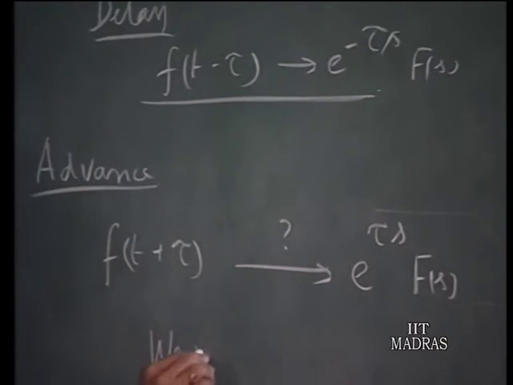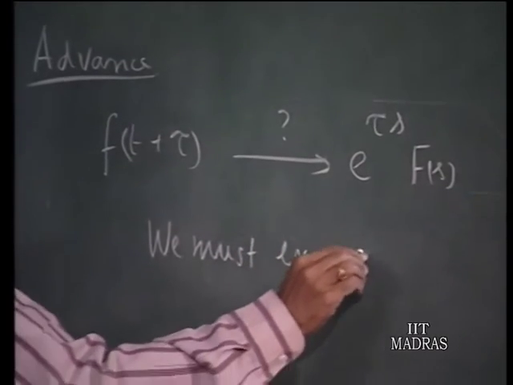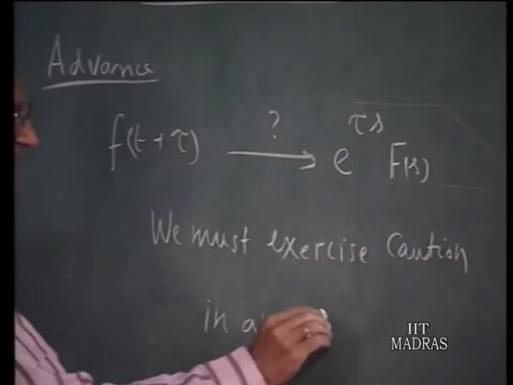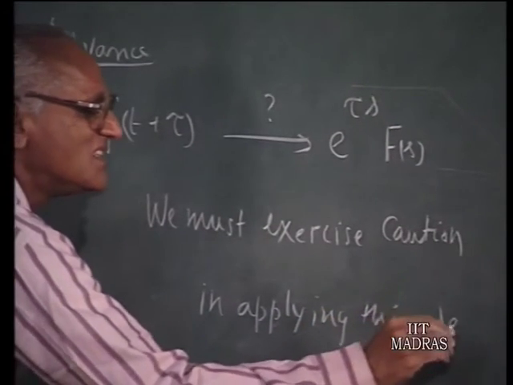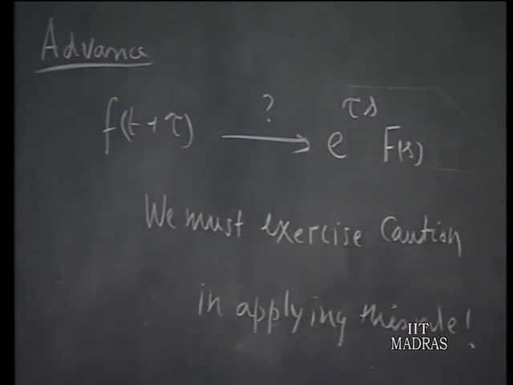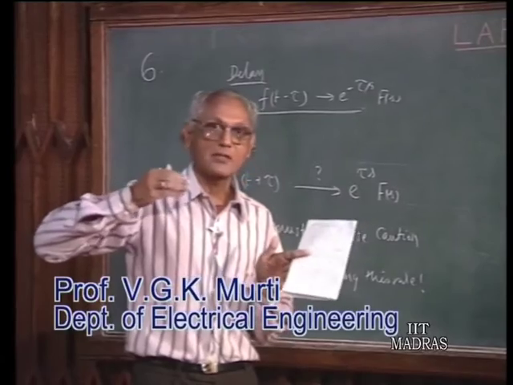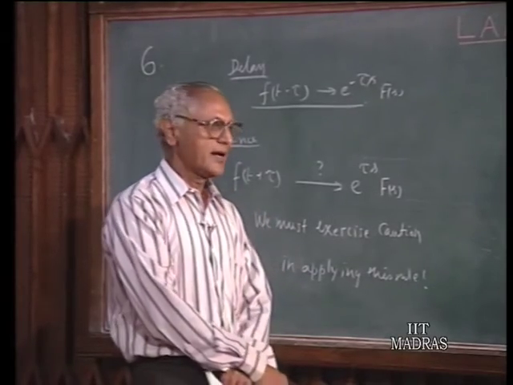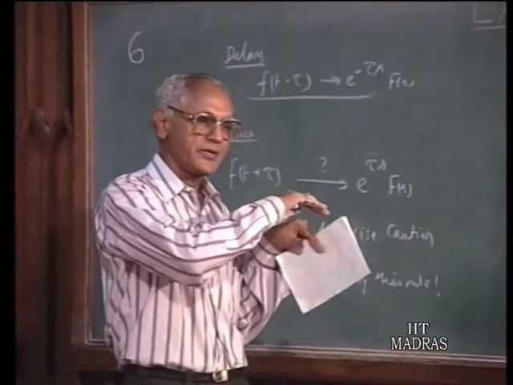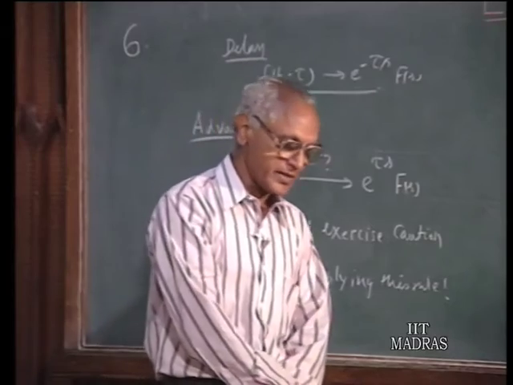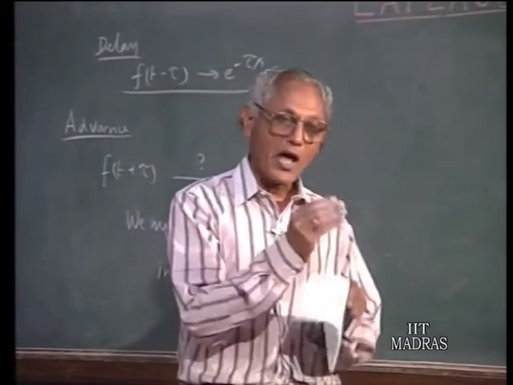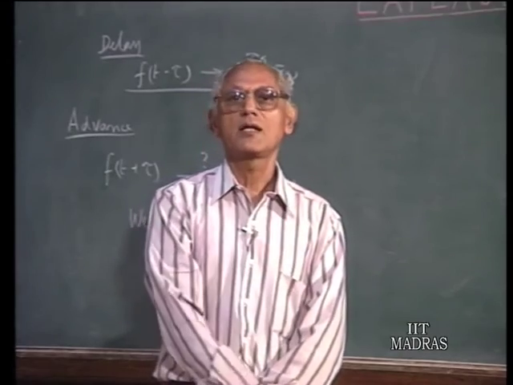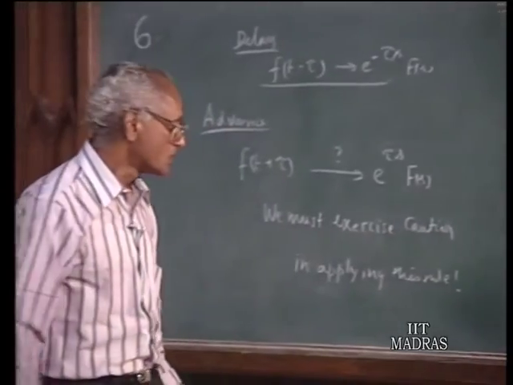We must exercise caution in applying this rule. Why? When you advance a time function, you push some part of it to negative values of time, and then a part of that function can get lost. If it is delayed, the same functional variation, whatever we had, f(t)u(t), continues. But if you advance it in the negative direction of time, a part of the function can get lost, and therefore whatever is left may not have a complete replica of the original f(t)u(t). Therefore, this rule may or may not work. So, one must be careful in this.